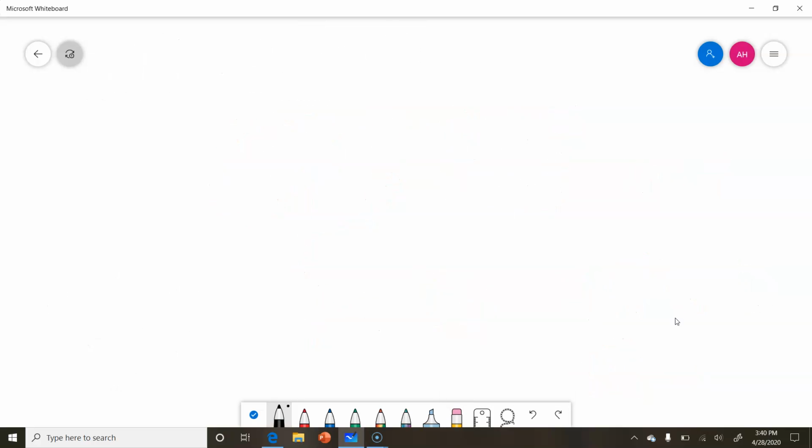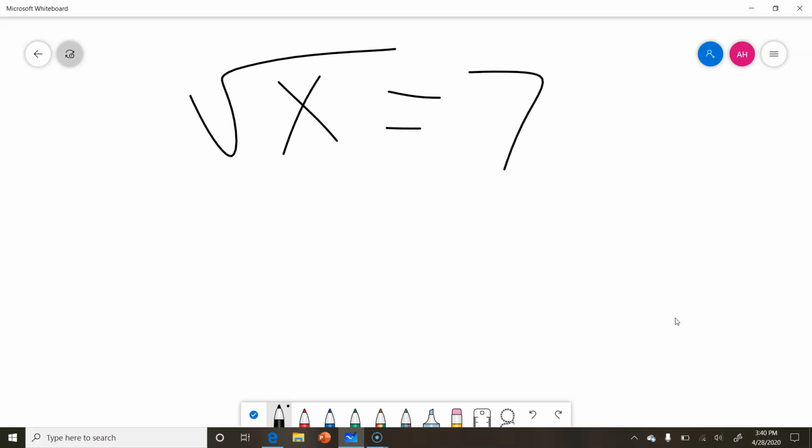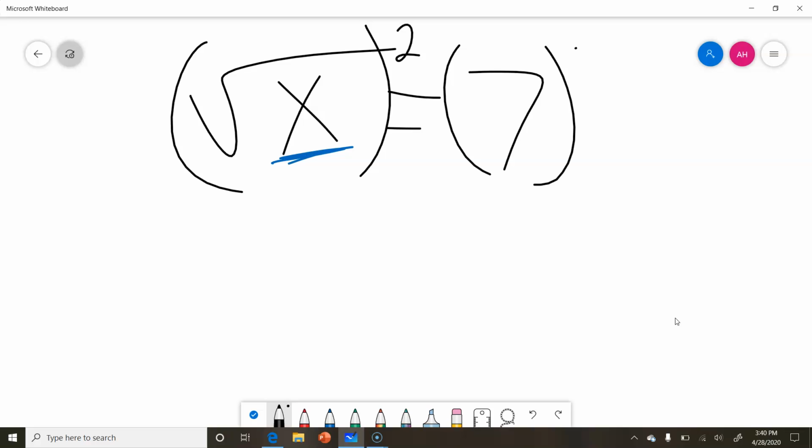Okay, one of the things that you really have to get used to here is checking your answer. So let's say we had the square root of x equals 7. How do I want to get this x by itself? Well, we've done this a lot of times. We're going to keep doing it. We square both sides.